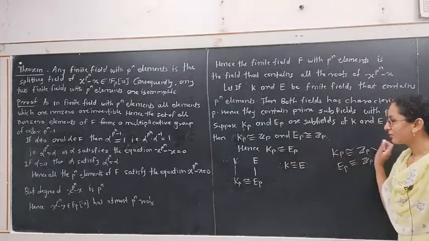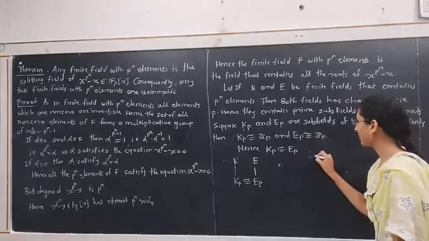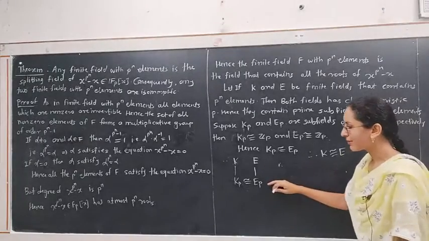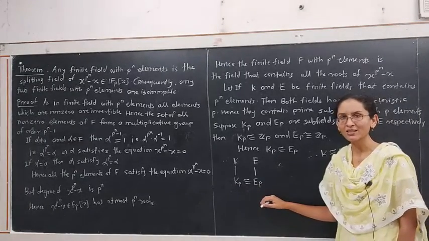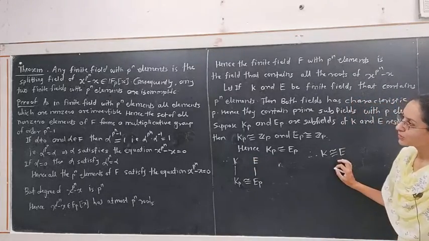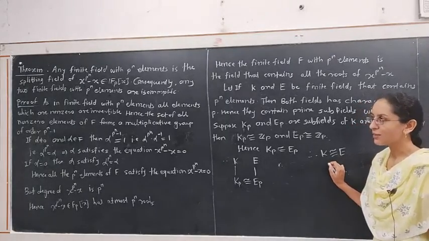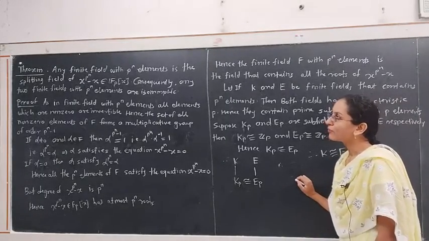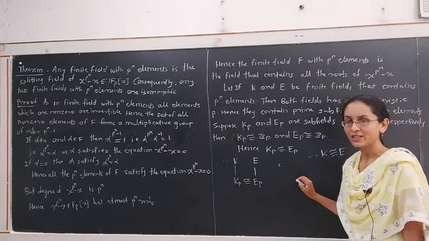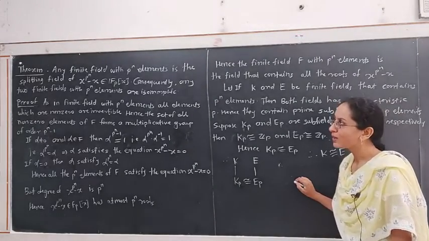Hence, the fields K and E are isomorphic. Therefore, K is isomorphic to E because their prime subfields are isomorphic. Hence, we can extend this isomorphism to the fields K to E. Okay. Hence, we proved any two finite fields with p raised to n elements are isomorphic, and in the first part, any finite field having p raised to n elements is the splitting field of the polynomial x raised to p raised to n minus x over Fp.